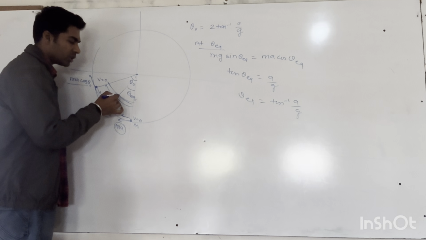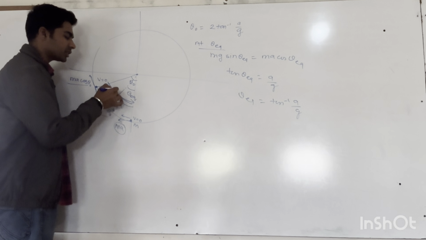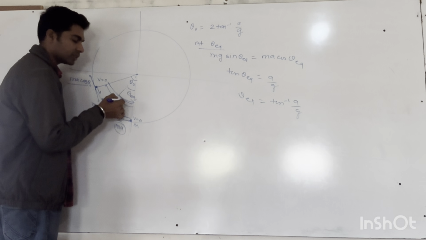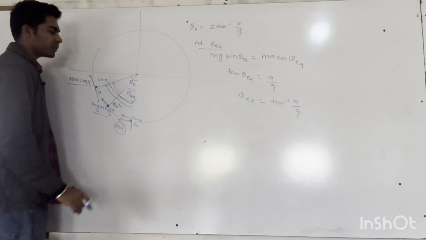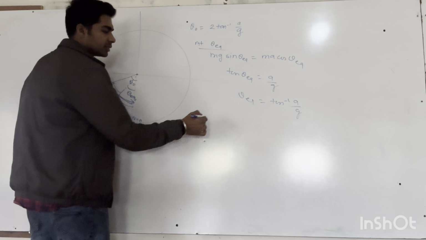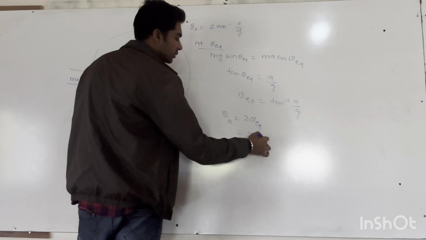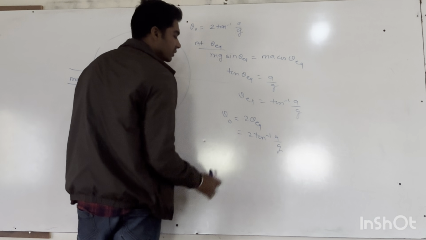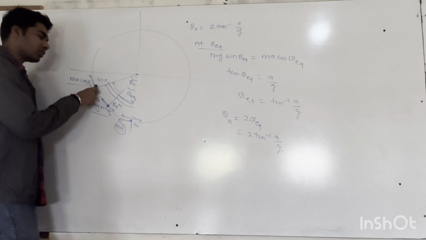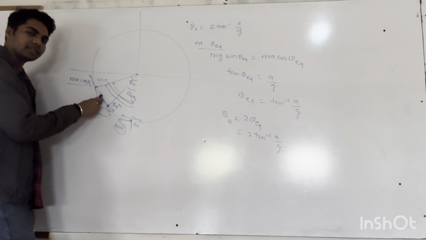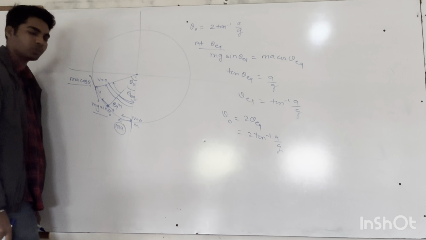So, the angular distance of this extreme position from equilibrium is equal to the angular distance of the other extreme position. So we can easily write theta naught as 2 times theta equilibrium, that is 2 times tan inverse a by g. So what will happen to the particle? The particle will keep on oscillating like this in between these two positions, right?